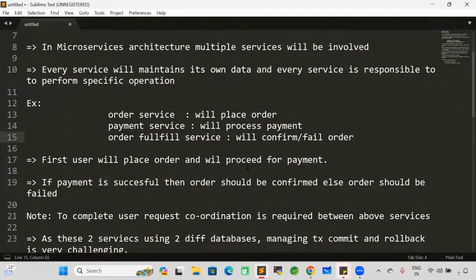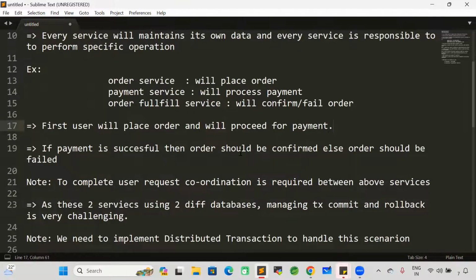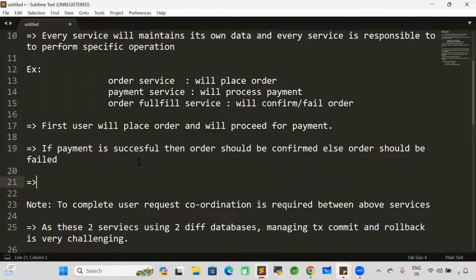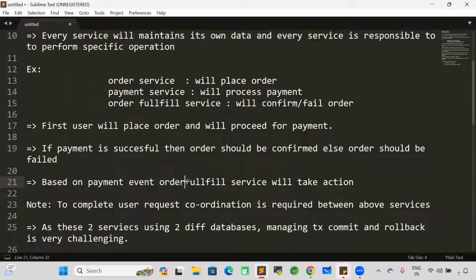First, user will place the order and will proceed for payment. If payment is successful, then order should be confirmed, else order should be failed. So based on the payment event, order fulfill service will take action. Order service, then payment service, then order fulfill service.